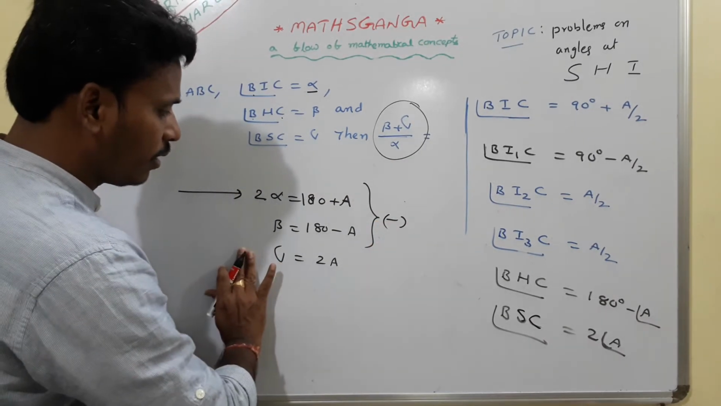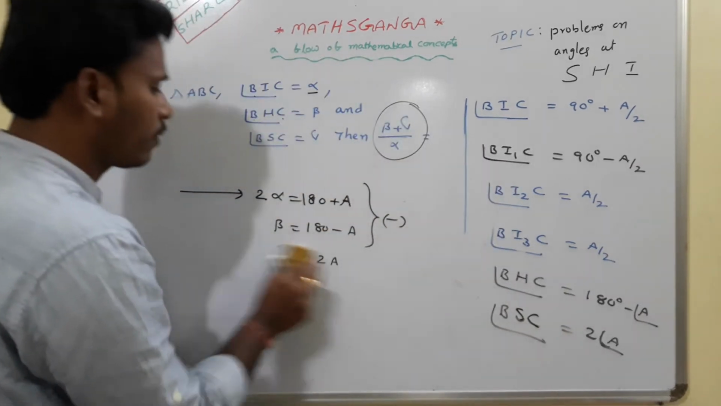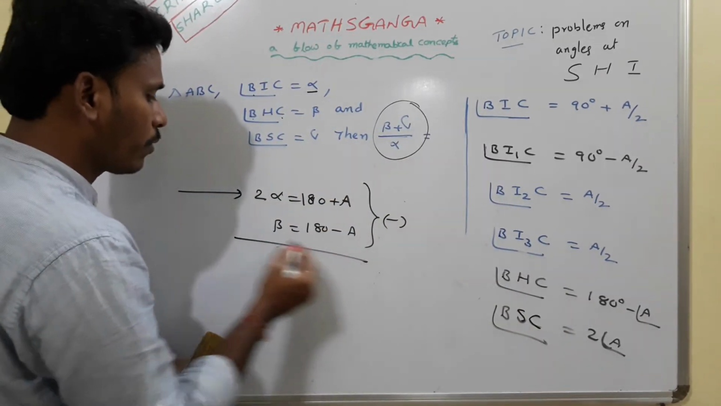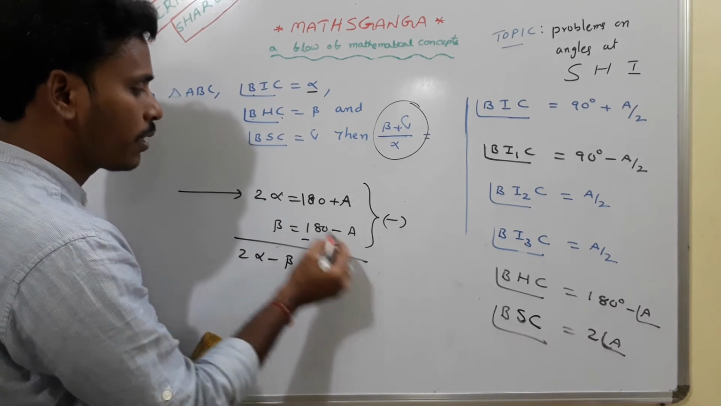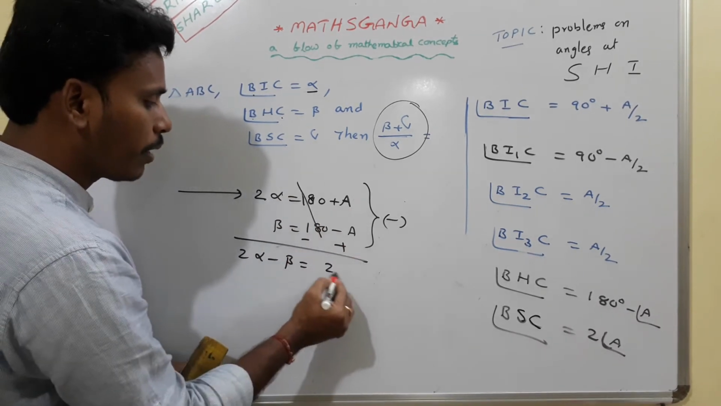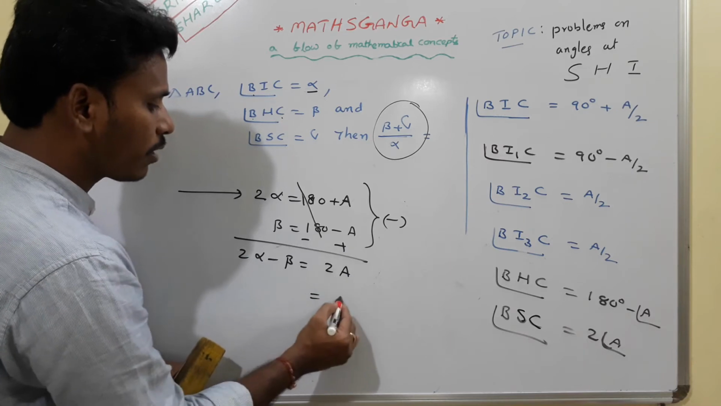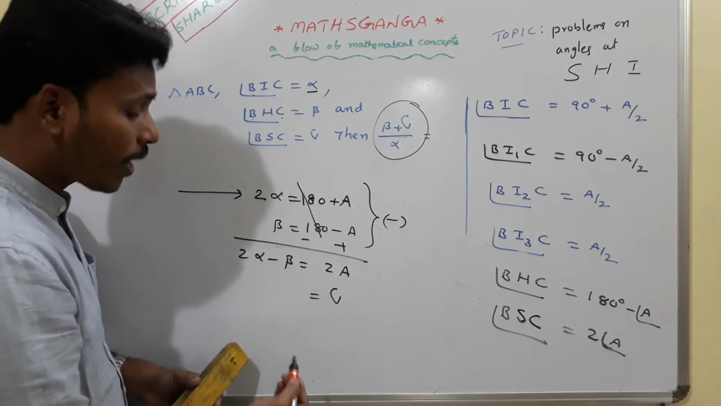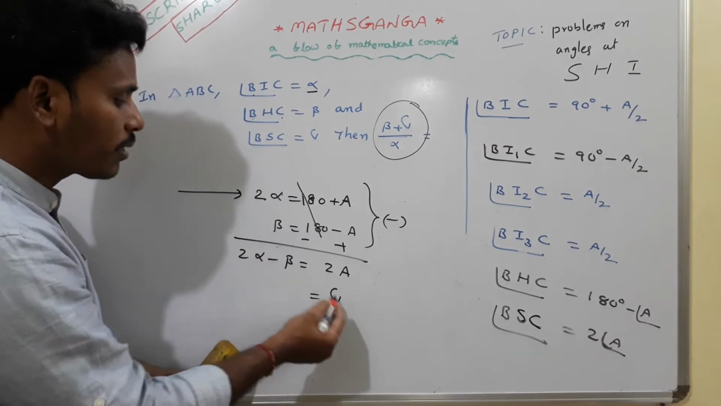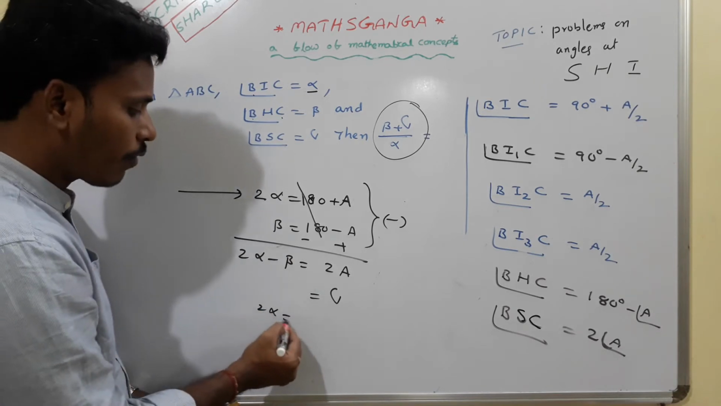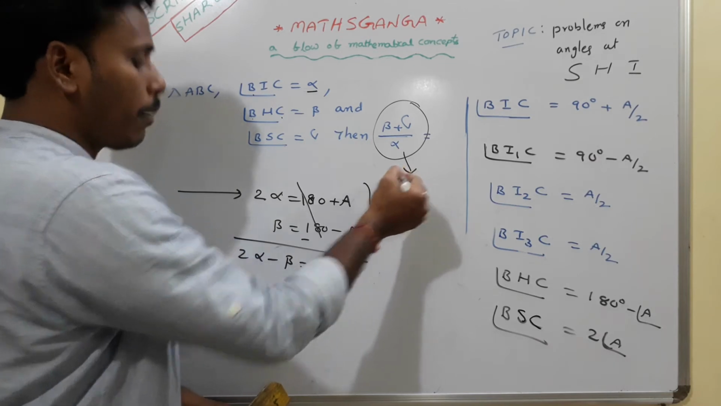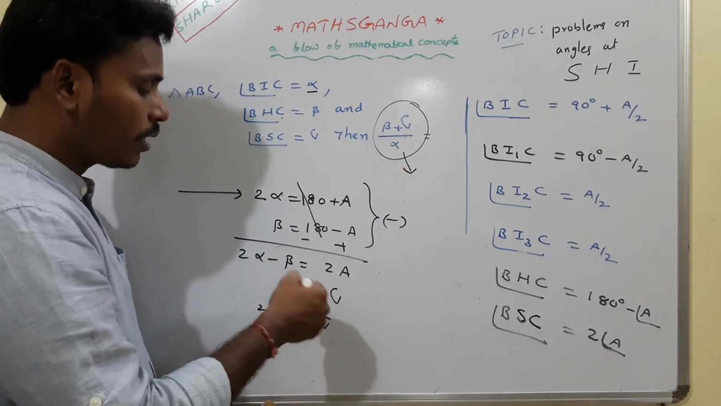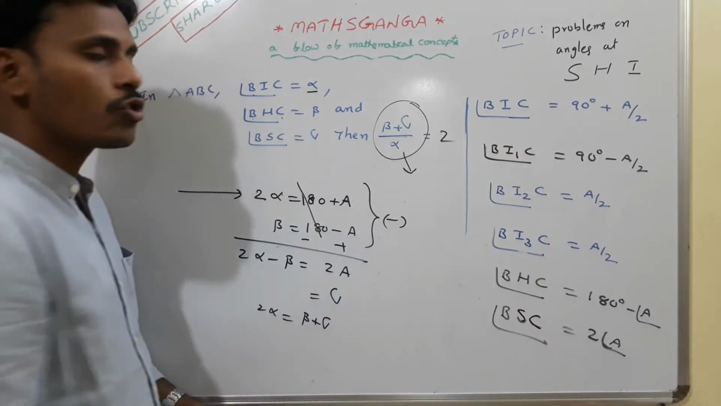If you do subtraction of these two, what will happen? Just for space concern, I am erasing this. If you subtract these two, 2 alpha minus beta is equal to, minus and plus, these two will get cancelled. A plus A is 2A and 2A is nothing but gamma. So what I have? 2 alpha minus beta is gamma. Then 2 alpha is equal to beta plus gamma. But what I need is beta plus gamma by alpha. If you send that alpha this side, this value is 2.